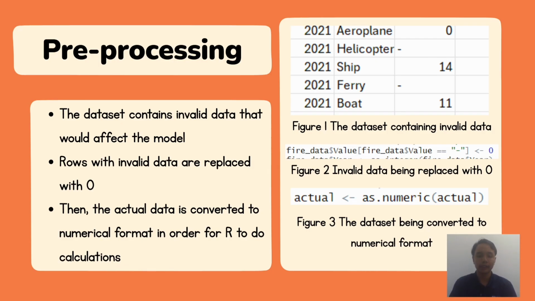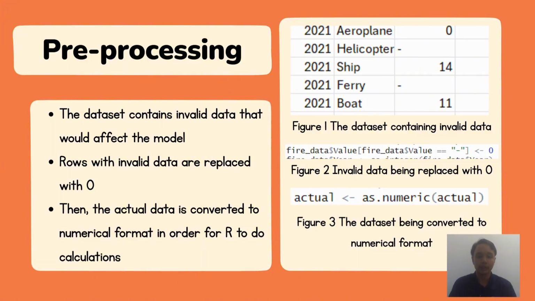Now I will explain about the pre-processing step. As you can see in figure 1, the dataset contains invalid data. This invalid data could affect the model that will be created. So in order to solve this issue, the rows with invalid data are replaced with 0. In figure 2, we can see the code that is used to replace invalid data with 0.